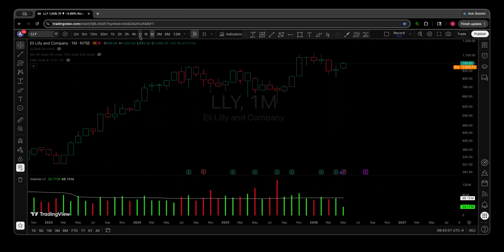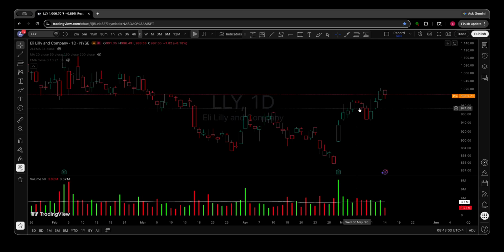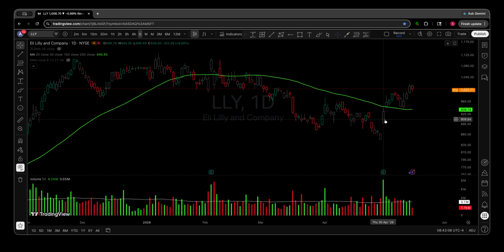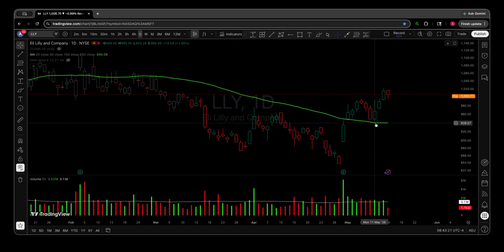And also let's look at the daily chart. Even on the daily chart, this is the 50-day moving average, and we see the trend has been down for a while, and this is the first time it crossed above the 50 moving average, and it held the support of the 50 moving average on the daily chart, and it's moving higher. So even the daily and the monthly charts are suggesting that the stock wants to go higher, and it's definitely moving away from the downtrend.